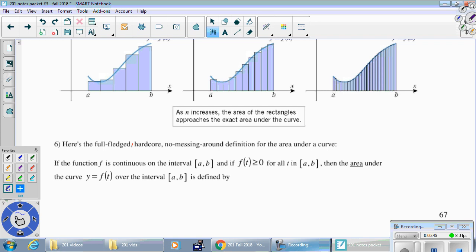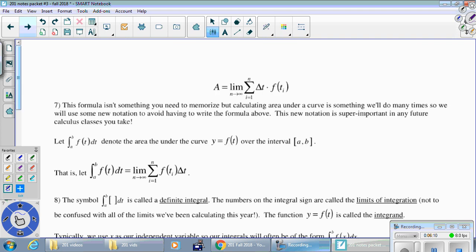So putting all of this together, here's the full-fledged, hardcore, no messing around definition for the area under a curve. If the function f is continuous on the interval a, b, and if f of t is bigger than or equal to 0 for all t in a, b, then the area under the curve y equals f of t over the interval a comma b is defined by A equals limit as n goes to infinity, summation i equals 1 to n, delta t times f of t sub i.